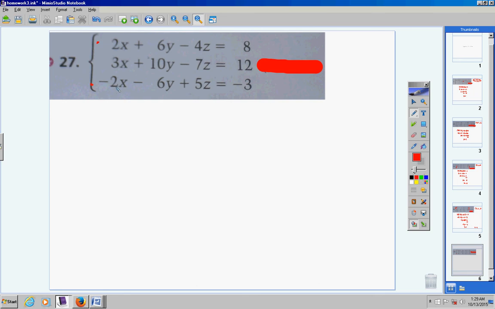2x. You say, well, Mr. Arrow, you didn't tell me which variable I'm trying to get rid of. Okay, fine. X's. It really doesn't matter. You're going to see what happens. We're going to try to get rid of our x's. 2x and negative 2x. Your x's cancel.